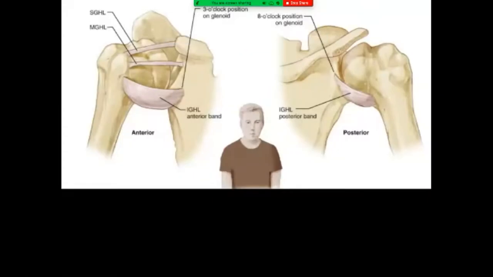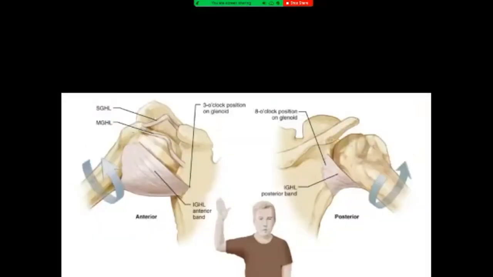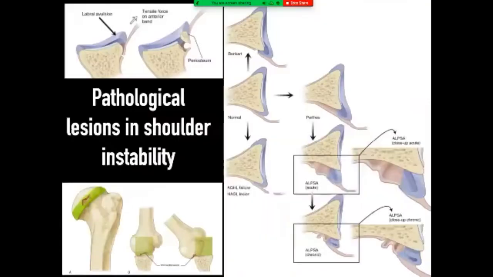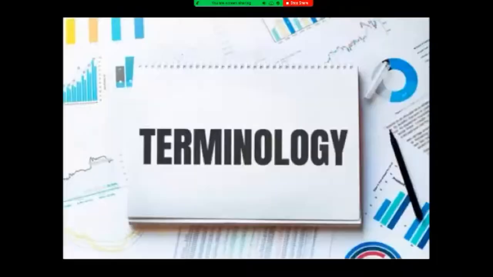So this hammock comes into play whenever there is the vulnerable motion, that is abduction and external rotation. So this hammock is very, very important. And these are various instability pathological lesions in shoulder instability, which Sunil has already mentioned. So let us start the panel discussion with this brief prologue.